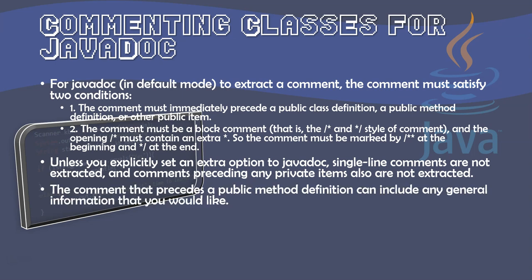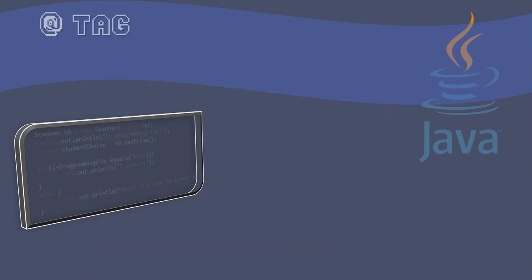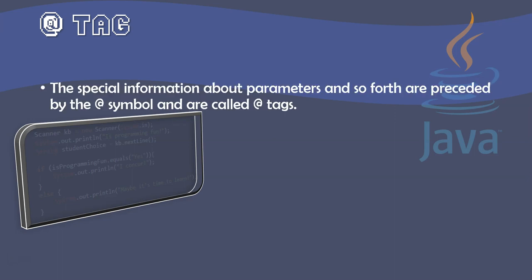Now, the comment that precedes a public method definition can include any general information we like. However, there is also special syntax for inserting descriptions of parameters, any values returned, and any exceptions that might be thrown. Now, we haven't talked about exceptions or throws, as that's a concept I handle in our Programming 2 material. So how do we do that? Well, the way we're going to handle all this special syntax is with the @ tag. So special information about parameters and so forth are preceded by the @ symbol and are called tags.